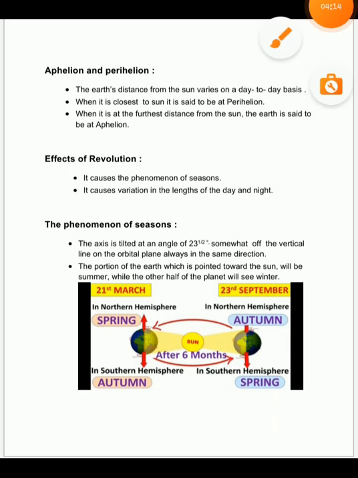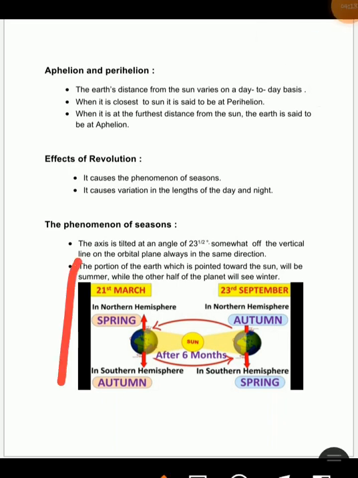So here in the diagram you can see from 21st March, the northern hemisphere has spring and the southern hemisphere is having autumn. And after 6 months, you can see the northern hemisphere is experiencing autumn and the southern hemisphere is experiencing spring.